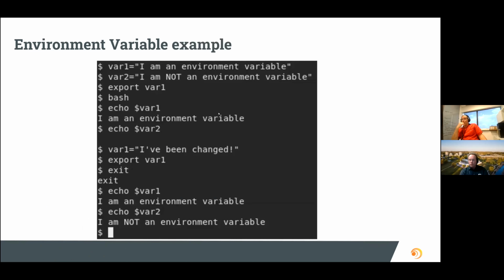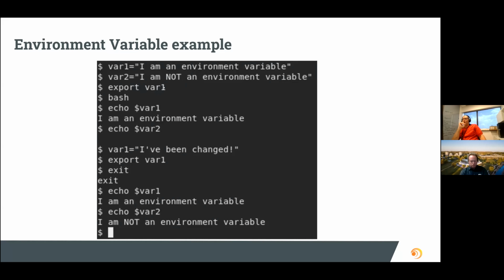Here's an example showing the behavior of an environment variable versus a non-environment variable. In this example, I'm using var1 and var2, and they're not in uppercase, just to make it clear that the name is not case specific. I define both variables and then I export var1. In bash, you can do this all on one line: you could say export var1 equals whatever you want to set the value to.